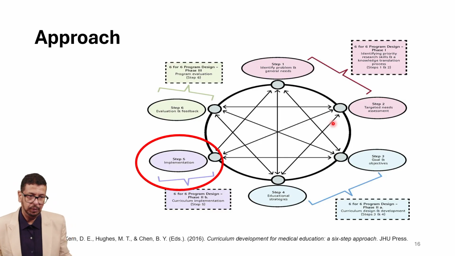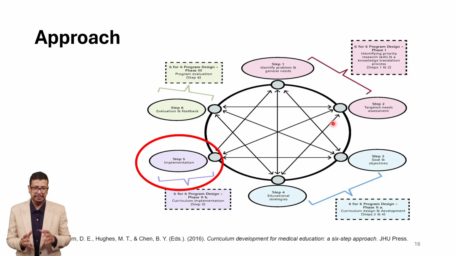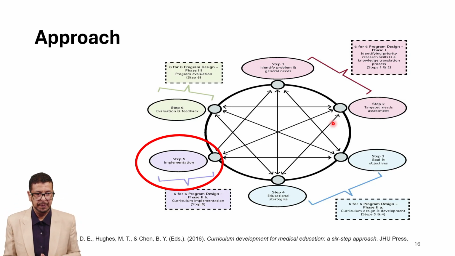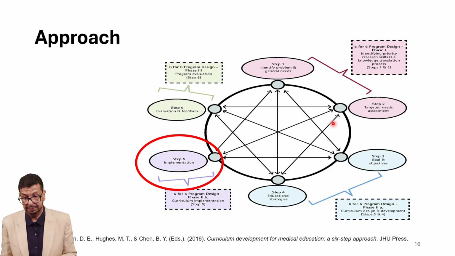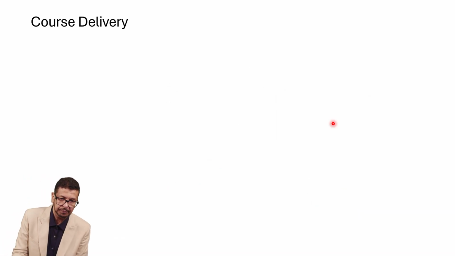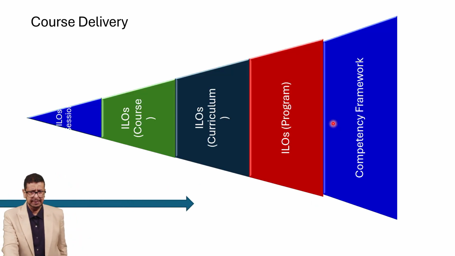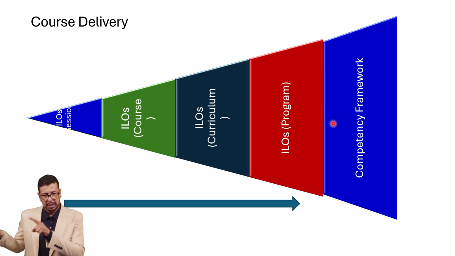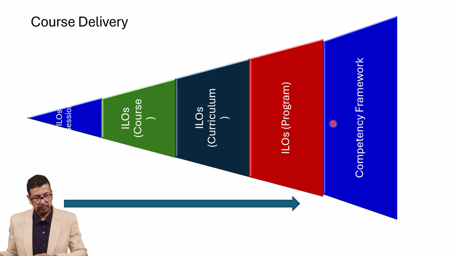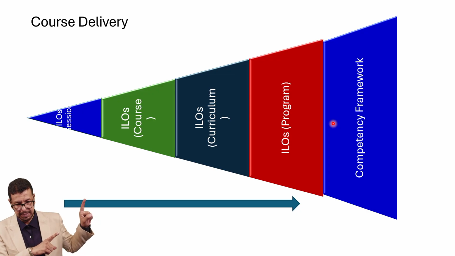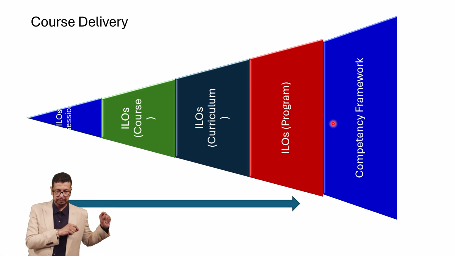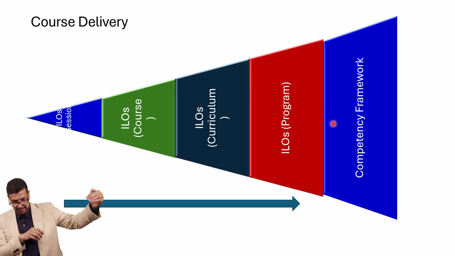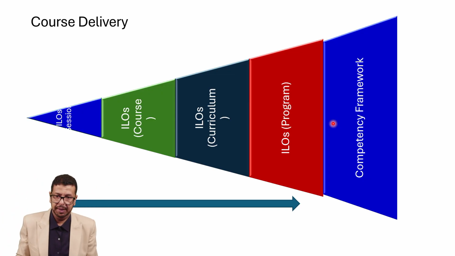So step 1 is identify the problem and the general needs. Step 2, targeted needs assessment. Step 3, goals and objectives. Step 4, educational strategies. And step 5 is implementation. For the implementation, let us see this approach. We need to map our session with the outcomes or the competency framework, and we need to move from competencies and outcomes to the session level.